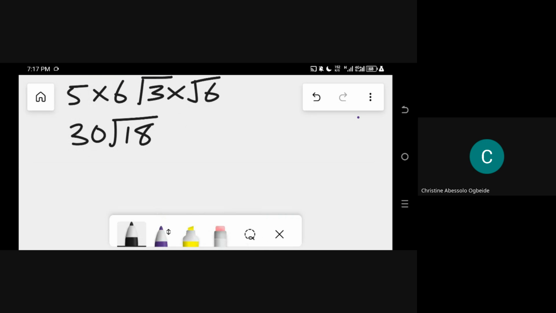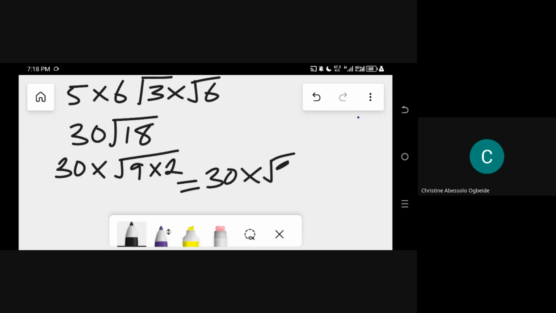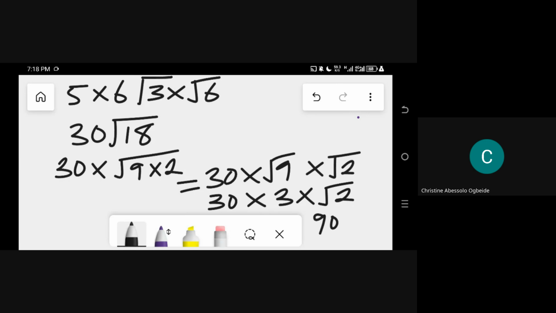So that root 18 can be broken down. We already know that this is 30 times root 18, that would be 9 times 2. If you separate this, you should have 30 times root 9 times root 2. Then root 9 obviously is 3. So 30 times 3 times, we can't break down root 2 further than it is, so it still remains root 2. And 30 times 3 is 90 times root 2, that is 90 root 2. So this is the result we get when we multiply this.